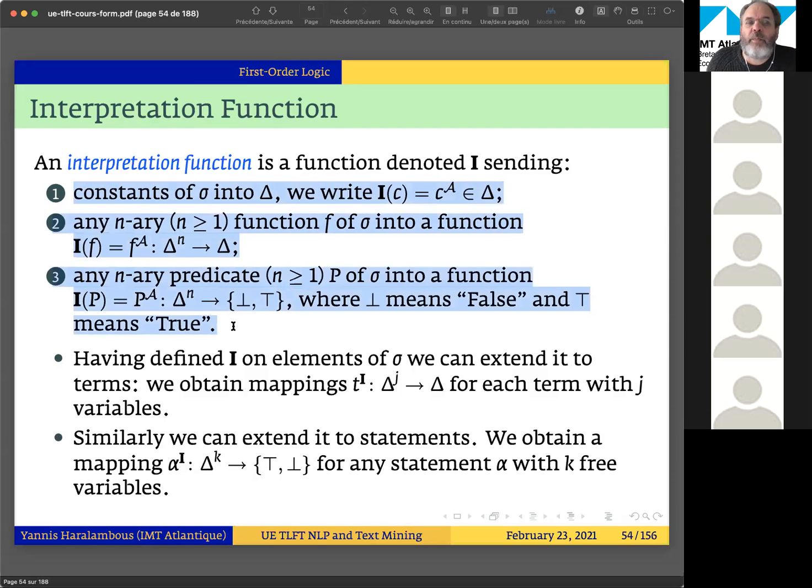Once we have defined the interpretation function on all constants, functions, and predicates, then we can combine functions and constants and variables to obtain the interpretation of terms. And once we have the interpretation of terms, we can combine the interpretation of terms and the interpretation of predicates and obtain the interpretation of formulas. So by recurrence, you obtain the interpretation of a complete formula.